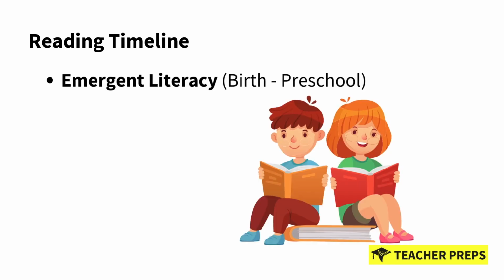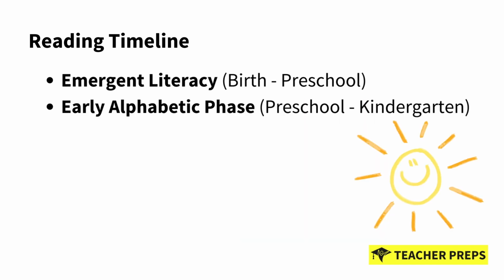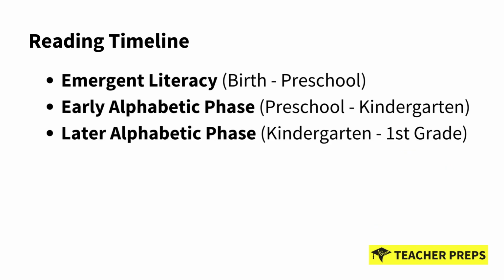First, we have emergent literacy. This is birth to preschool. Students at this level have print motivation by showing interest in the books that they're reading. Then comes early alphabetic phase, which is preschool to kindergarten, where children begin recognizing and producing rhymes. Next is later alphabetic phase. This is kindergarten through first grade, where the child begins recognizing common irregular words by sight like "the" and "was."